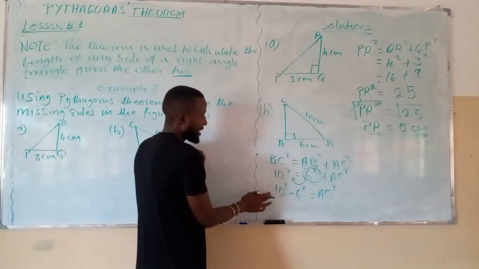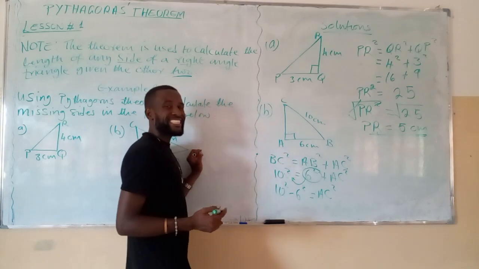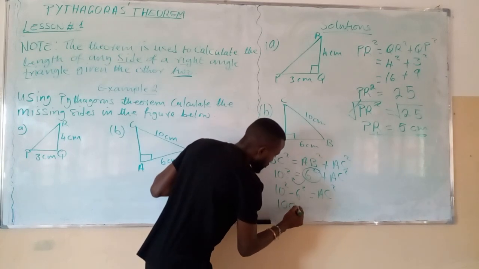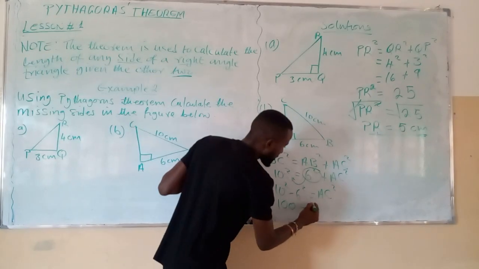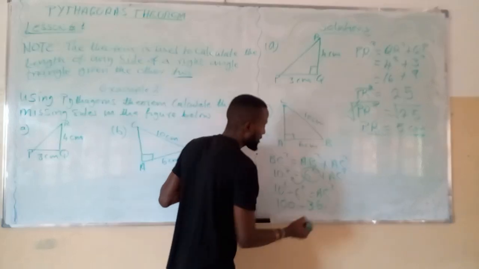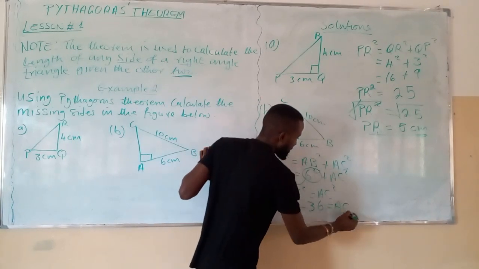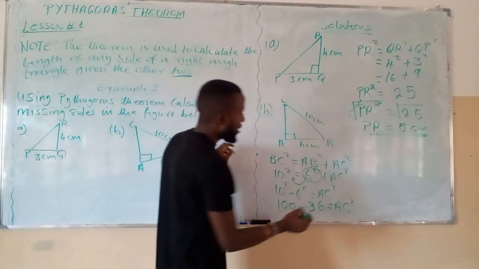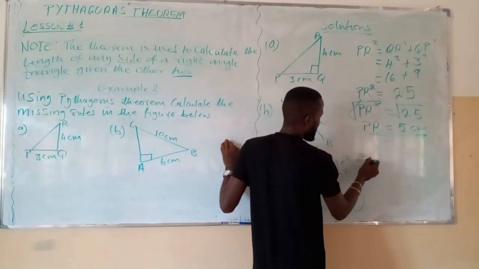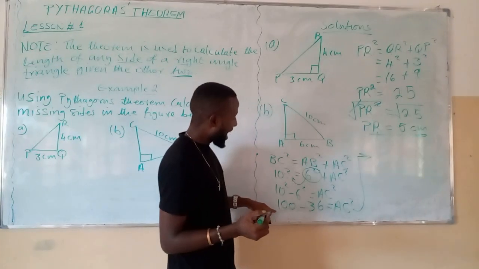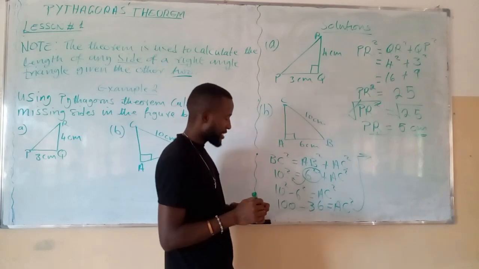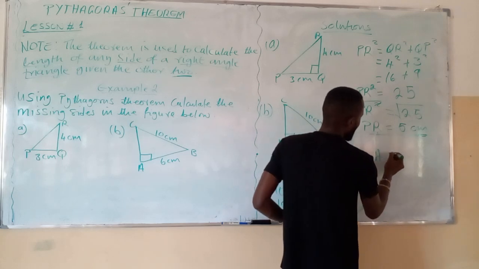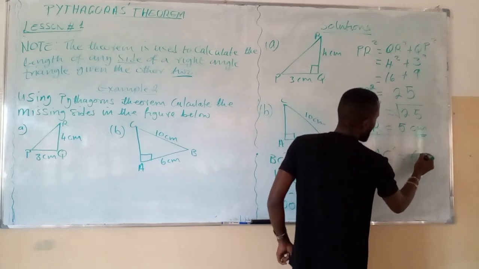So what do I do next? I need to simplify this. What is 10 squared? 10 times 10 is equal to what? 100. 10 times 10 is equal to 100 minus 6 times 6, 36. We have 36 is equal to AC squared. So once we have this one, therefore now let me just carry this question and bring it here. What is 100 minus 36? 100 minus 36, that should be 64. So I have AC squared is equal to 64.